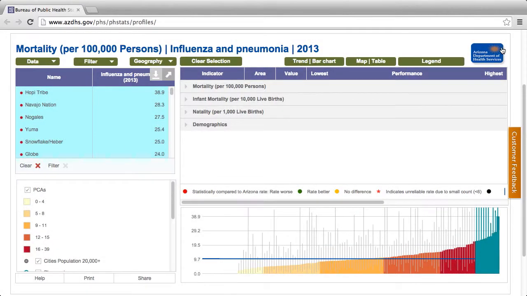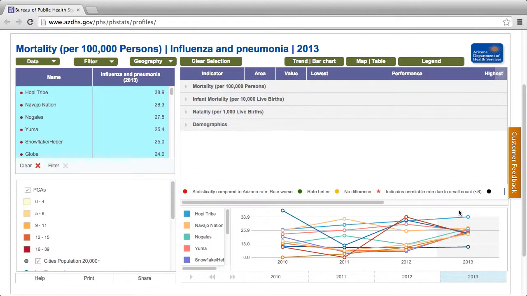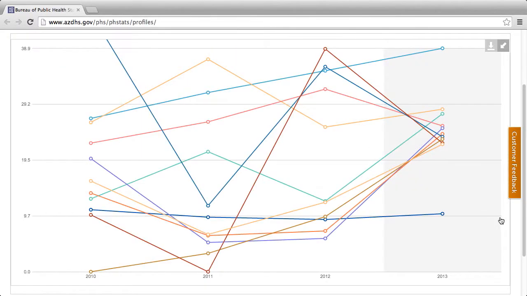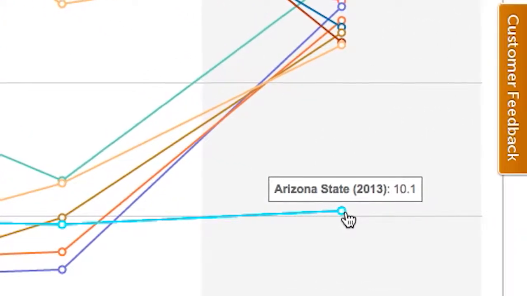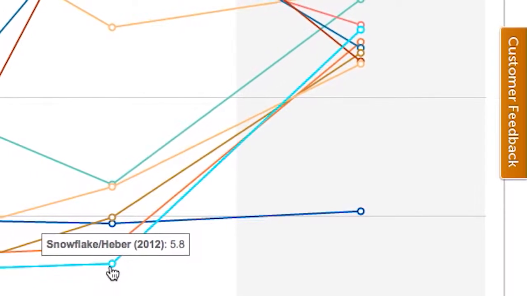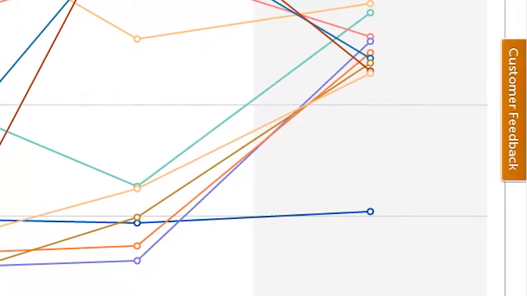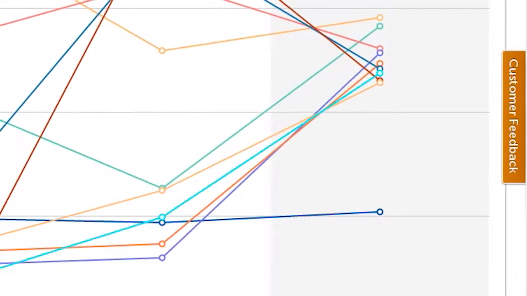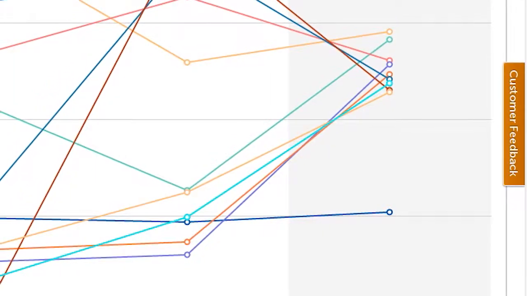I only want to target communities with consistently high rates, so I'm going to look at PCAs whose rate has been higher than the state rate the past 4 years. To do this, I'm going to switch my bar chart to a trend chart, and let's maximize that. I can come in here and identify the Arizona state rate, and now look at all these communities who have had a rate lower than the state rate in the past 4 years. I want to take these communities out of my analysis.